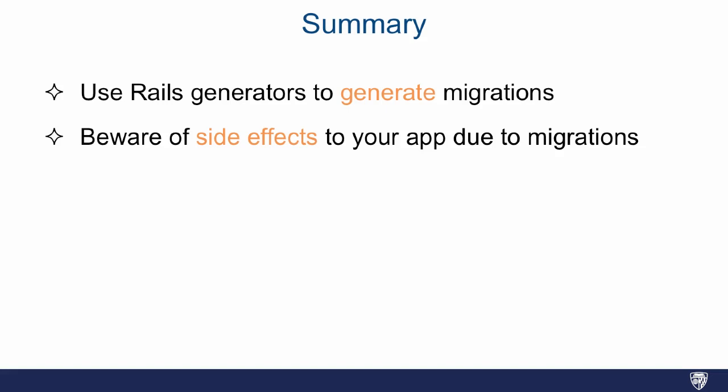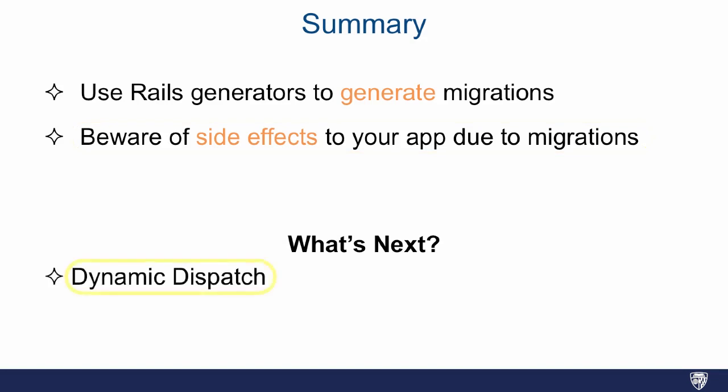In summary, use Rails generators to generate your migrations, whether it's the scaffold generator, which generates the whole big picture, including the migration, or a standalone migration generator, which is just rails g or rails generate migration. And just keep in mind, be aware of side effects to your app due to migrations. So if you're actually making changes to a live application, make sure not to wipe out any data and things like that. What's next? Next, we'll talk about dynamic dispatch.